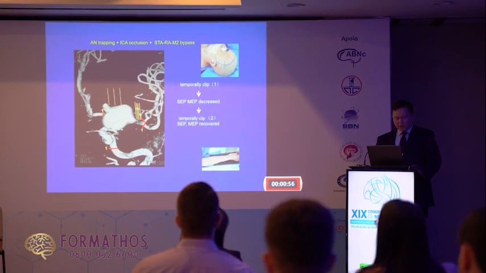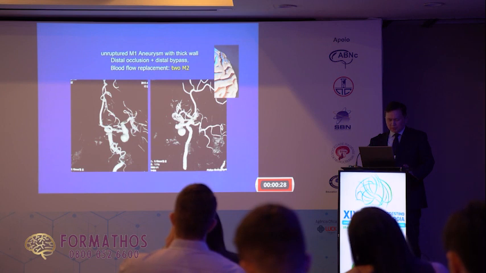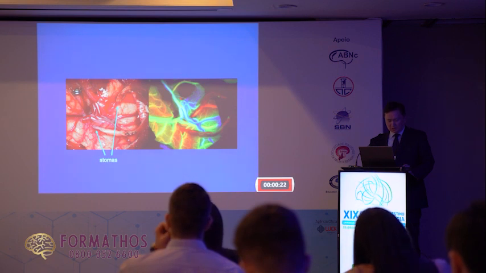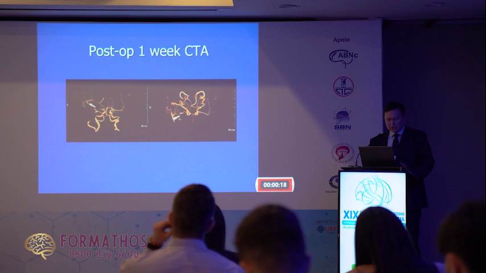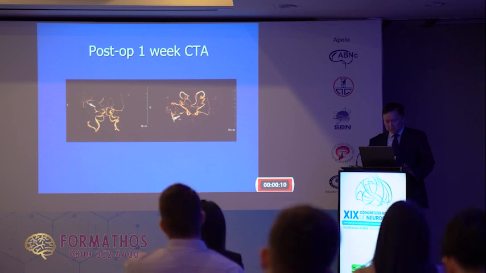Use radial artery for the M1 aneurysm with thick wall, and it's an unruptured one. So this kind of patient, we have the chance to do the distal bypass with the distal clipping of the aneurysm. So after this treatment, you can see that both bypasses were all patent, and just after 1 week, the aneurysm disappeared in CTA.